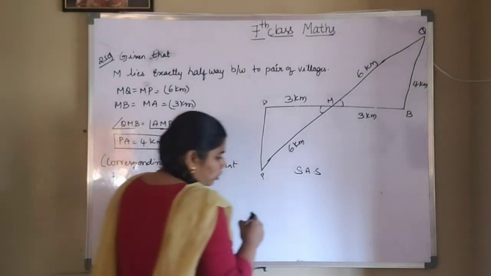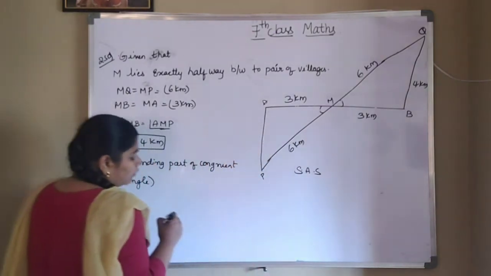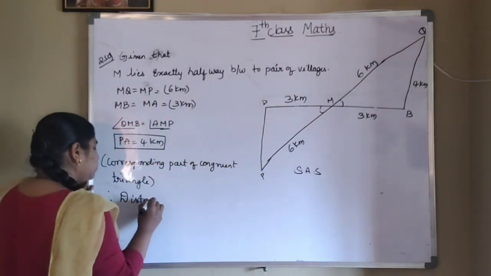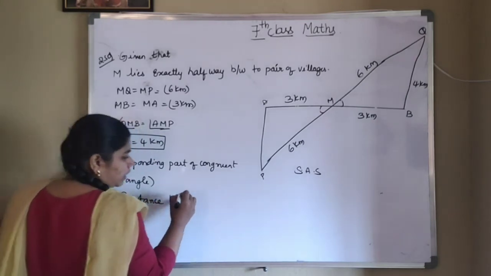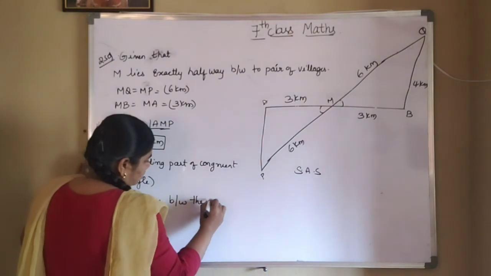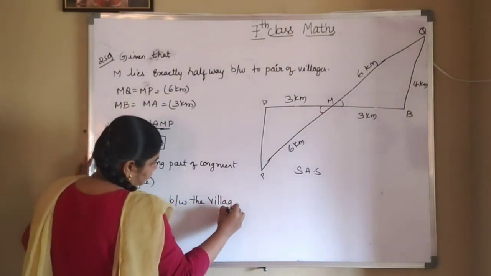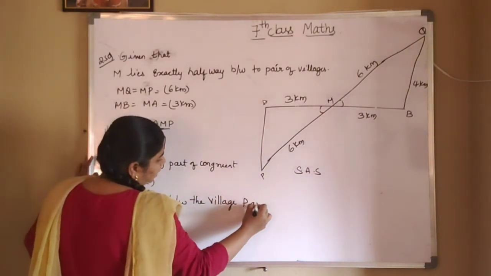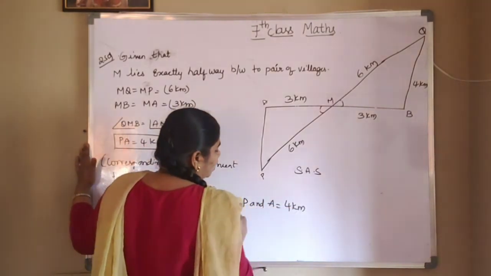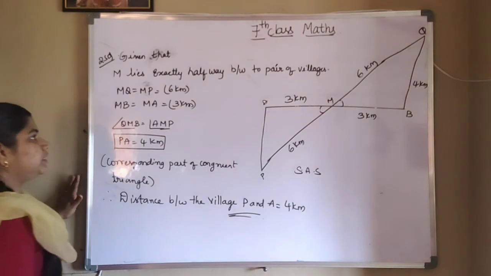So what did you get now? You got the PA value as 4 kilometers. So therefore the distance between the villages P and A is how much? That is 4 kilometers. So this is our second solution.